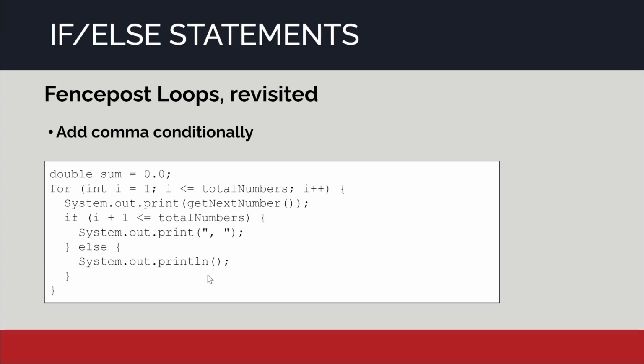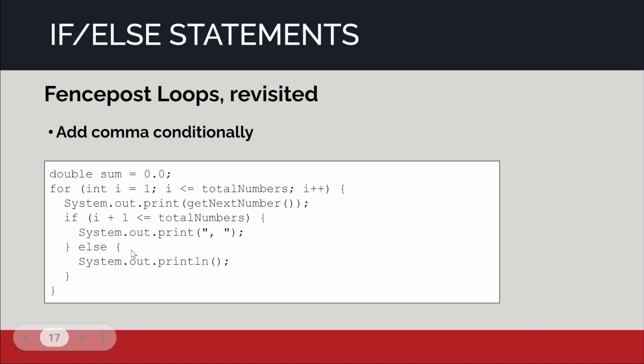So inside the for loop now, we print out the number regardless. We always are going to print out the number. And then if i plus 1 is less than or equal to the total numbers, that means that we're not done with the list yet, and so put out a comma.